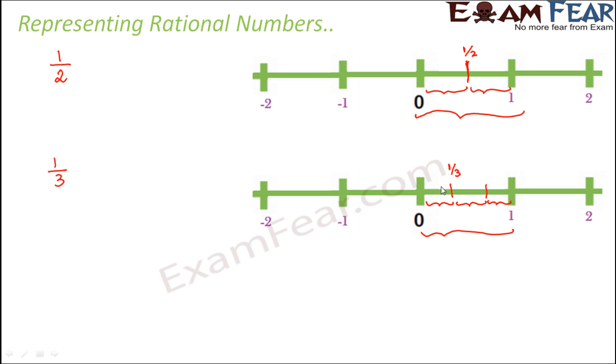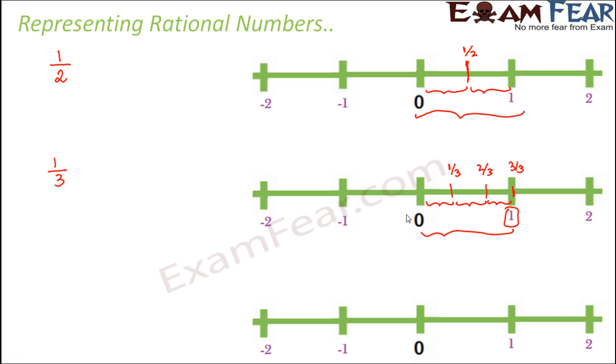So you see, if this point is 1 by 3, which point would be 2 by 3? The next point would be 2 by 3. So what would be this point? This point would be 3 by 3. So 3 by 3 is nothing but 1. That is what it is. Right? So you see, in this fashion, we can actually determine the exact position of a rational number. Let's take one more example.